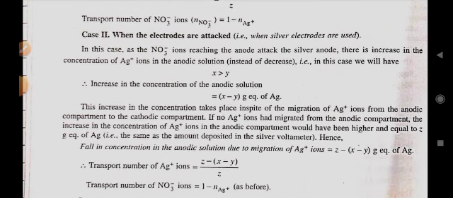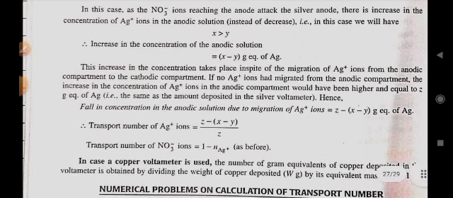Case 2: when the electrodes are attacked, that is, when silver electrodes are used. In this case, as the NO3 negative ions reaching the anode attack the silver anode, there is an increase in the concentration of Ag positive ions in the anodic solution instead of a decrease. That is, in this case, we will have x greater than y. The increase in concentration of the anodic solution is x minus y.